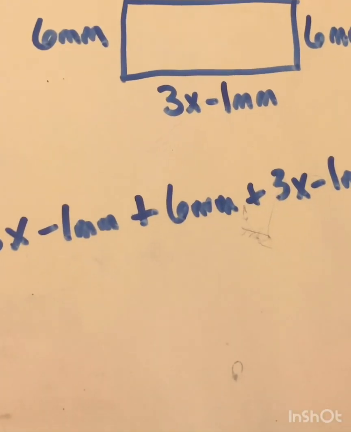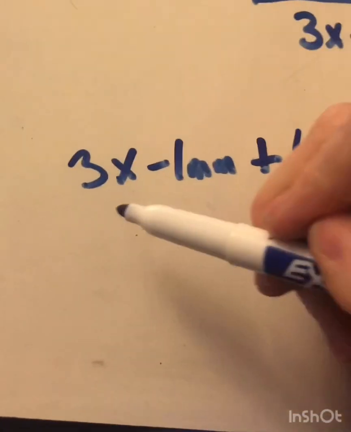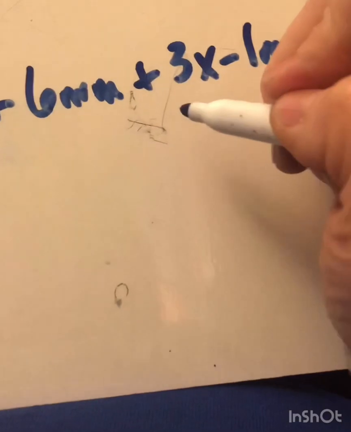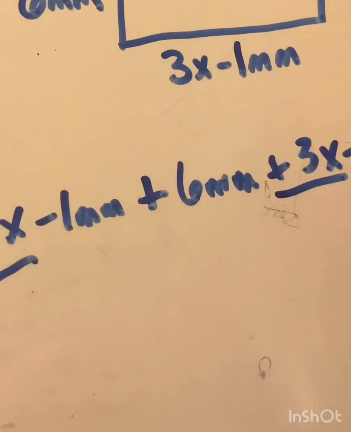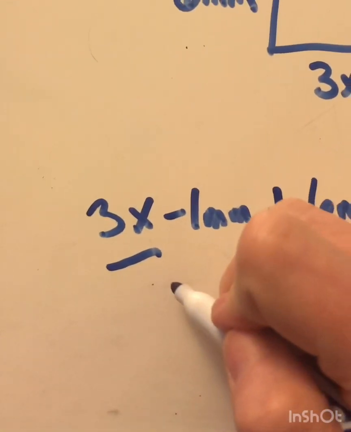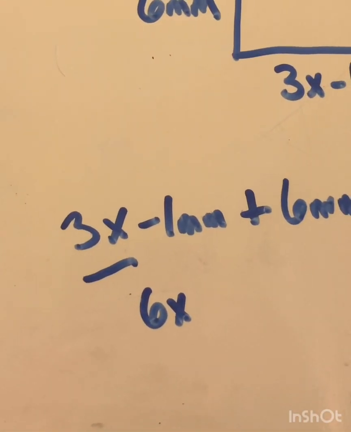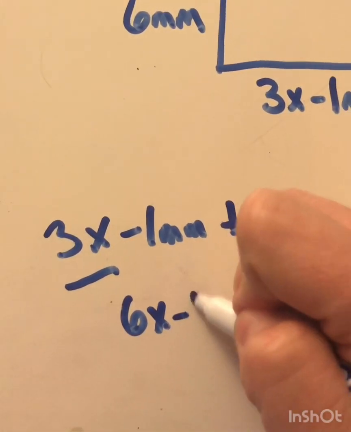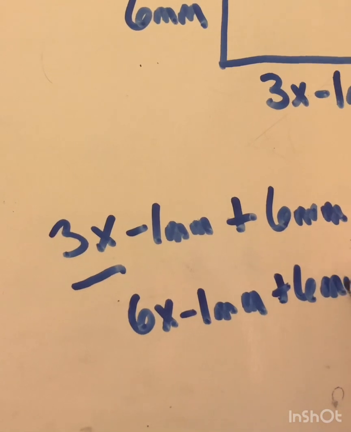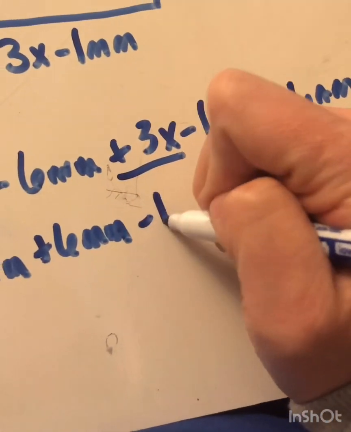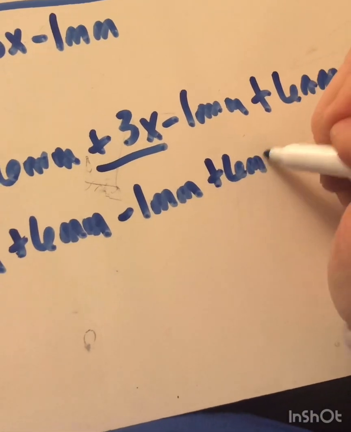So what I'm going to do now is combine like terms. Well, I have a 3x here, and I have a 3x here. Okay, so 3x plus 3x, they're alike. That's going to be 6x. Okay, everything else comes down exactly as it is. So it's going to be minus 1 millimeter plus 6 millimeters minus 1 millimeter plus 6 millimeters.